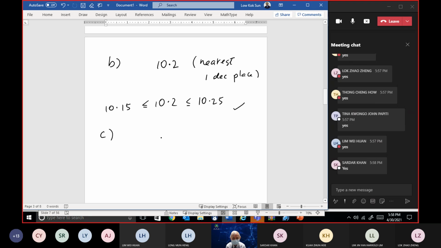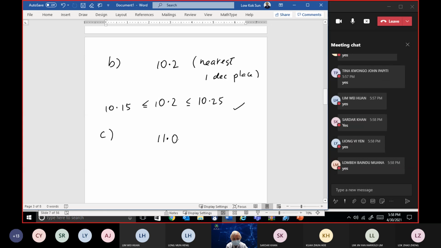Let's say I have a number 11.0. Be careful. And it is already written to the nearest one decimal place. I want you to find what is the highest it can ever be, and what is the lowest it can be.